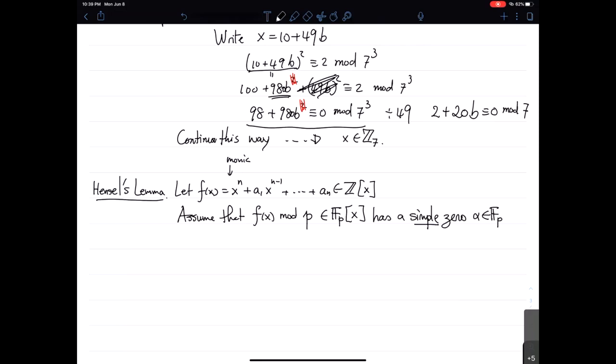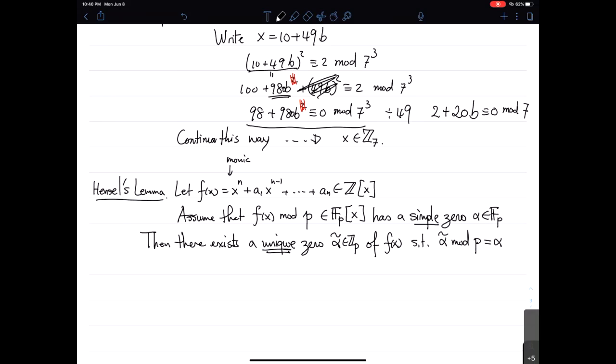Namely, if you can factor this polynomial over Fp into factors, x minus alpha only appears once. Then there exists a unique zero, call it alpha tilde, of f(x) in Zp, such that alpha tilde modulo p is the alpha I started with. So basically, if you have a simple zero, you can lift it uniquely to a zero of f(x), and its reduction is just what you started with.